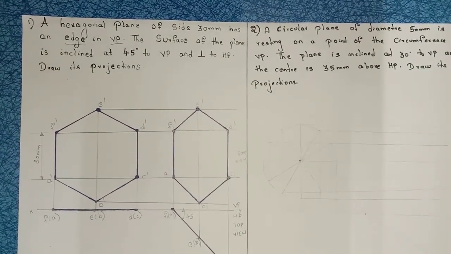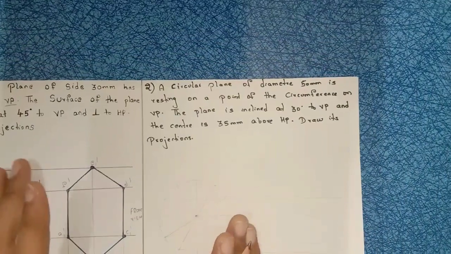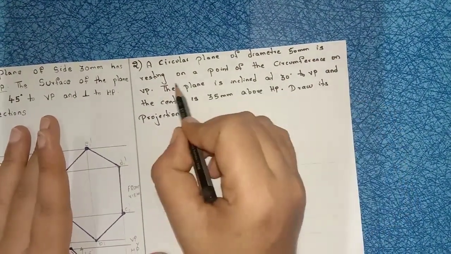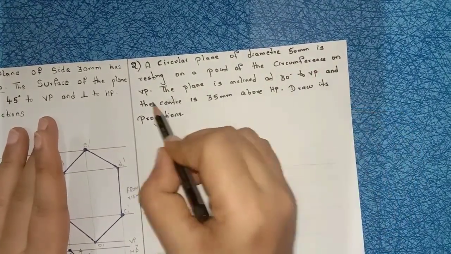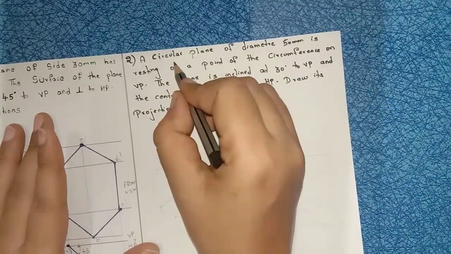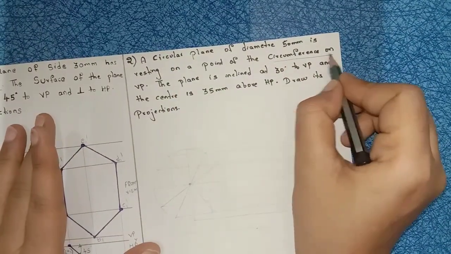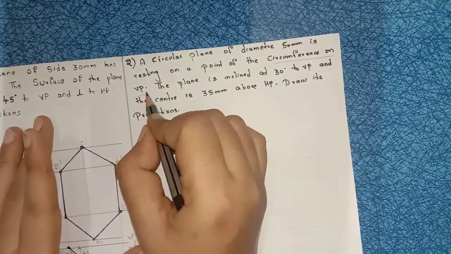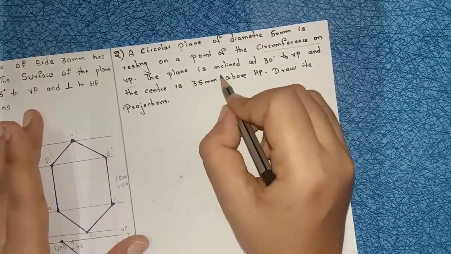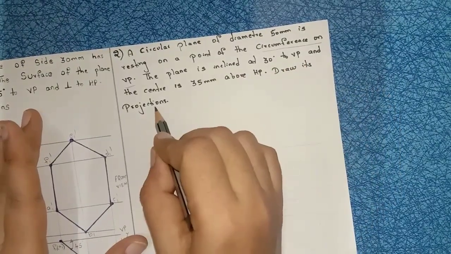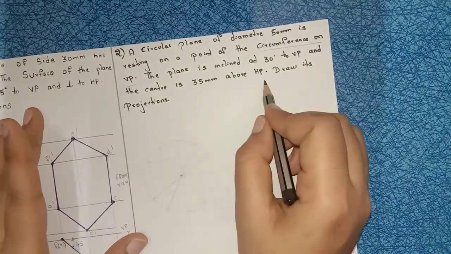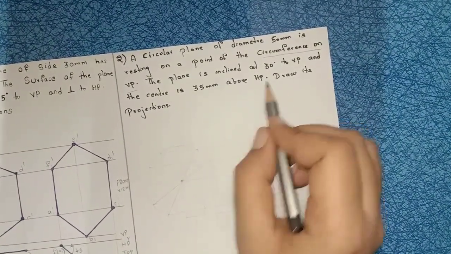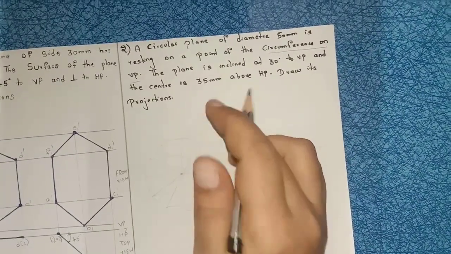Same concept we will do another problem. Let us read the question. A circular plane of diameter 50 mm is resting on a point of the circumference on VP. You see here the circumference should be on VP. That means you have to draw a circle on VP. Right? Then next the plane is inclined at 30 degrees to VP and the center is 35 mm above HP. Draw its projections. Right? See, in this question they mention distance also.